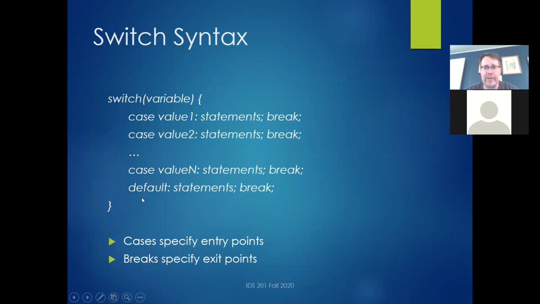And if you want, at the end, you could put a default. So a default is for the case where you don't match any of the values. So that might be where you print some kind of error message, for example. You say, I expected to find one of these values. I didn't find one of these values. Somebody needs to know there's a problem.